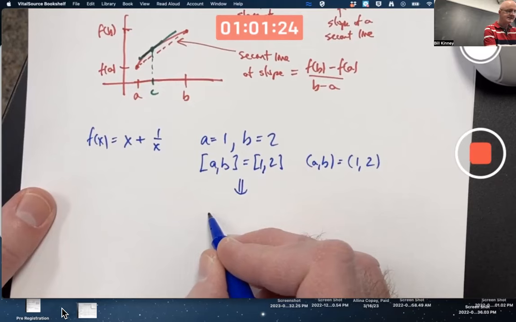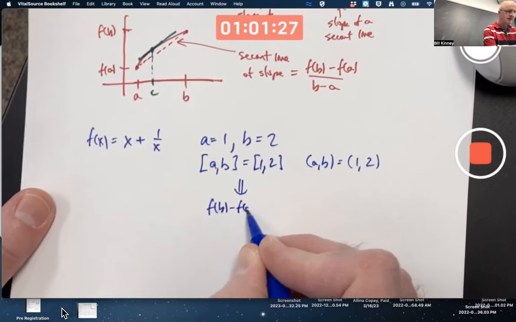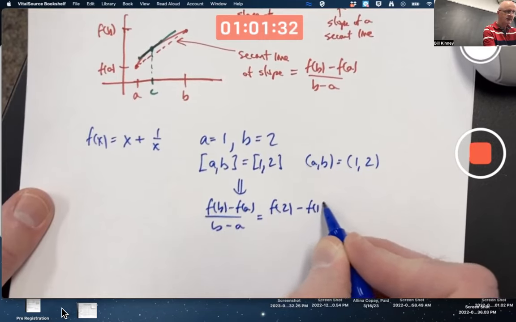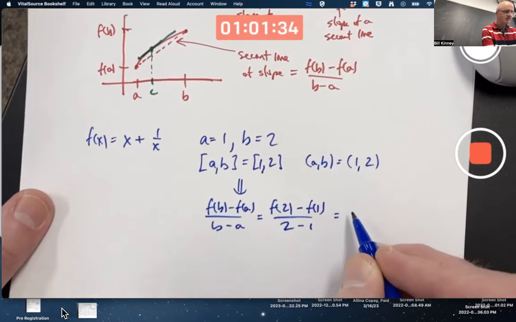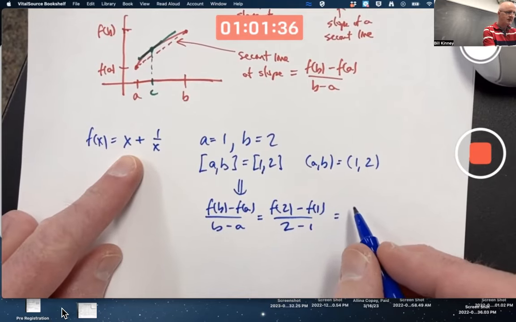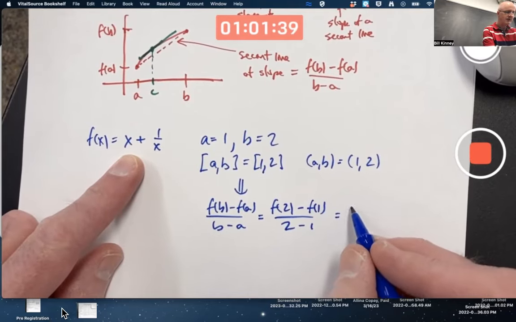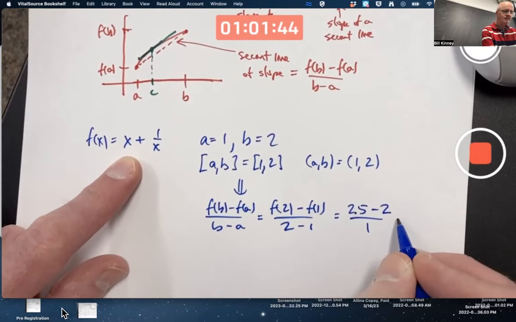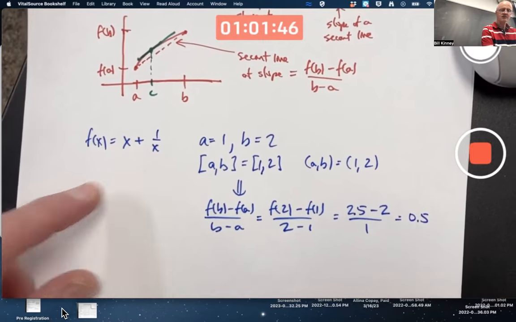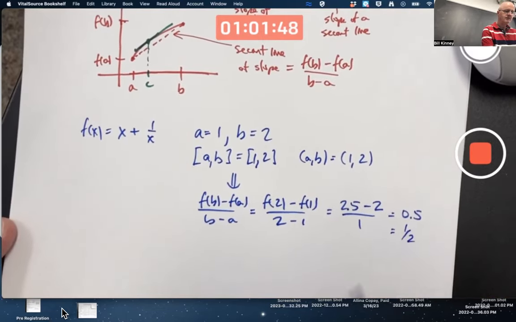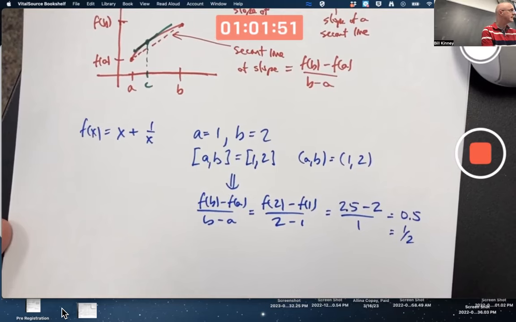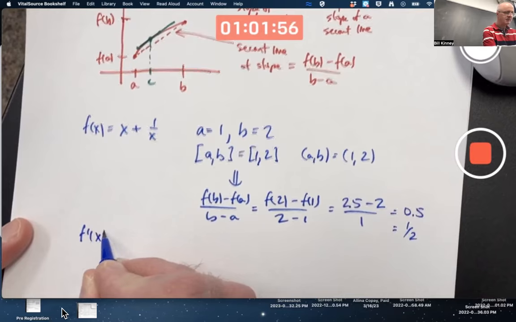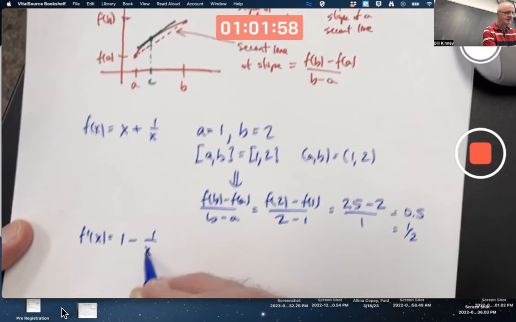This implies f of b minus f of a over b minus a is f of 2 minus f of 1 divided by 2 minus 1. Plug in 2 into this, you get 2 plus 1/2, you get 2.5. Plug in 1, you get 2. This simplifies to 0.5, or 1/2, the slope of that secant. I'm going to need the derivative, f prime of x. I already found that, it's this.